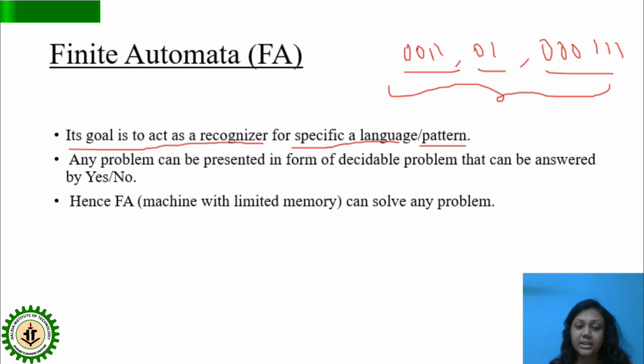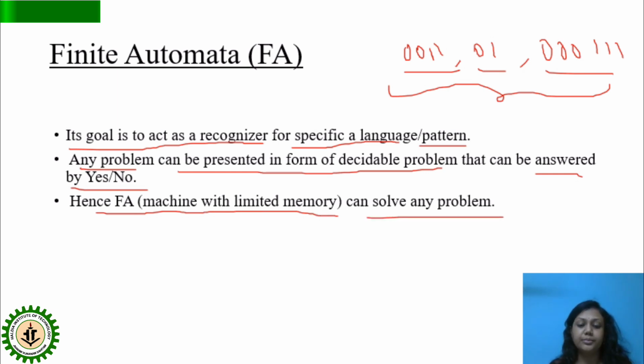Now we can see any problem can be presented in the form of a decidable problem. That means this can be a problem and we can represent it in the form of decidability, that can be answered by yes or no. That means whether this language is accepted or not. Hence, this finite automata machine with limited memory can solve any problem.